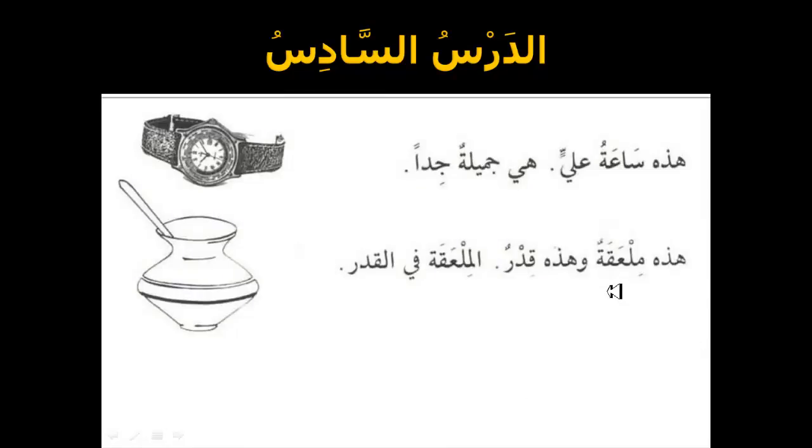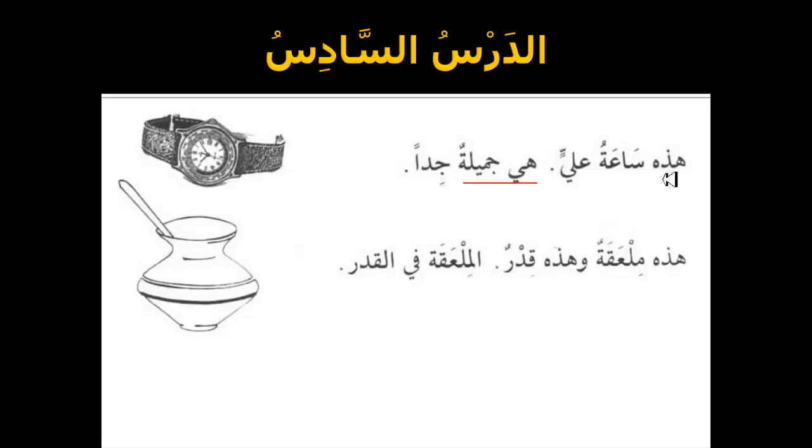Hadihi sa'atu Ali. Hiya jamilatun jiddan. All right, next sentence here. Look at the watch. Sa'a means watch. It can also mean clock, or something we use to tell time. So we can say the sa'a, it can be something you wear on you. It could be a small watch, a wristwatch, or it could be the watch that's hung on the wall. And speaking, we use the word for both.